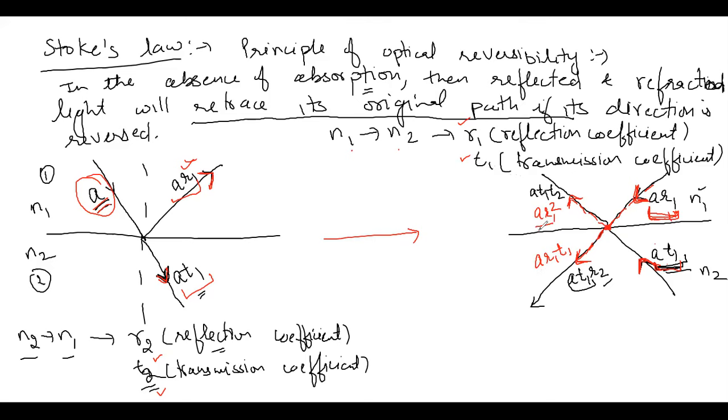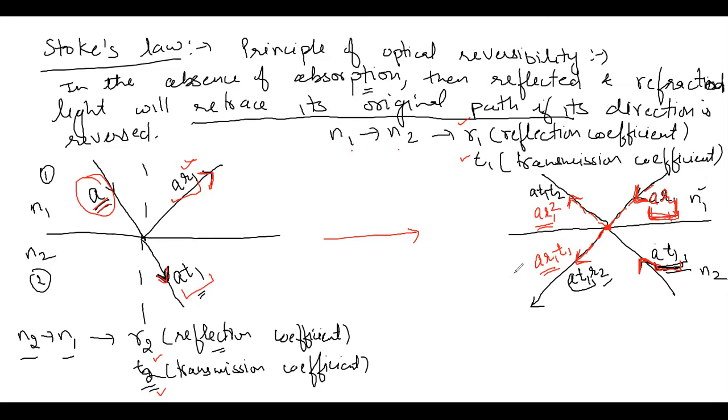The red one denotes what is going to happen with A times R1, your reflected light, if you change the direction here, and the black one tells you what would happen with the transmitted light if you reverse the direction of the transmitted light.